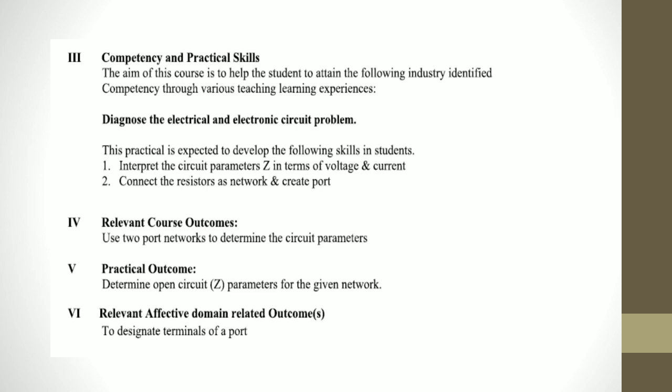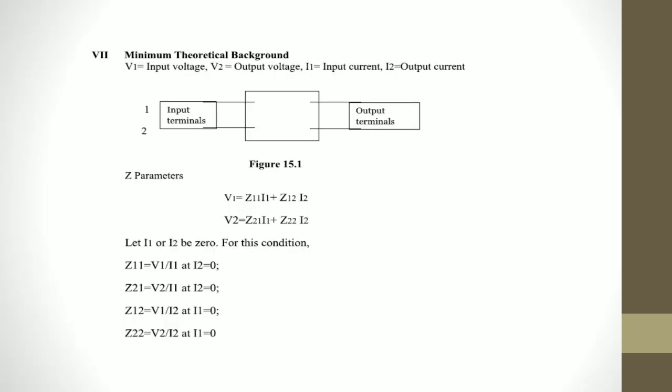First, interpret the circuit Z parameter in terms of voltage and current. Connect the resistors as a network and create the port. Practical outcome: determine open circuit Z parameters for the given network. So here is the minimum theoretical background given.